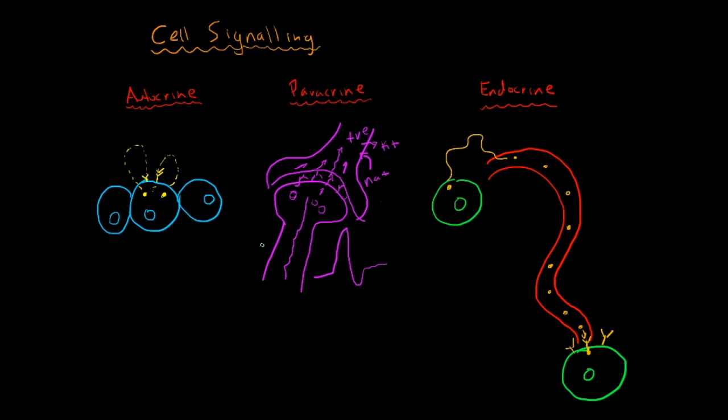But this is kind of a basic overview of the three different types of cell signaling that we're going to talk about, and we're actually going to talk about how these signals get relayed from this extracellular ligand or chemical and get turned into a chemical response on the inside of the cell.